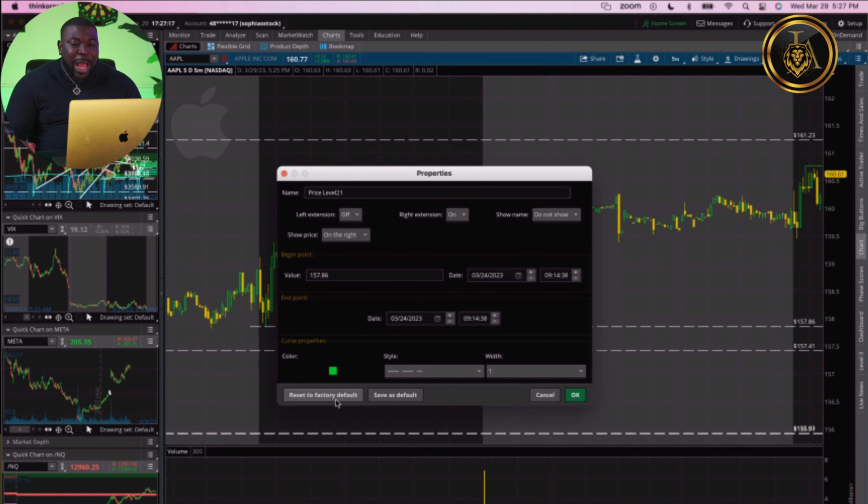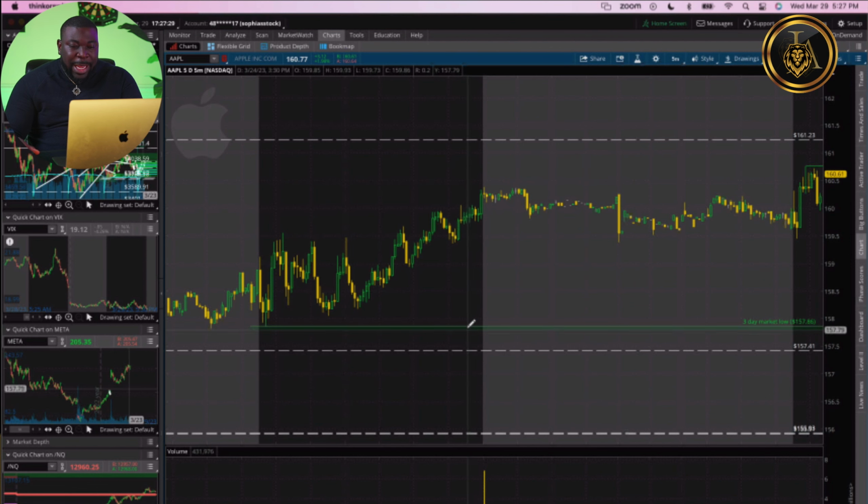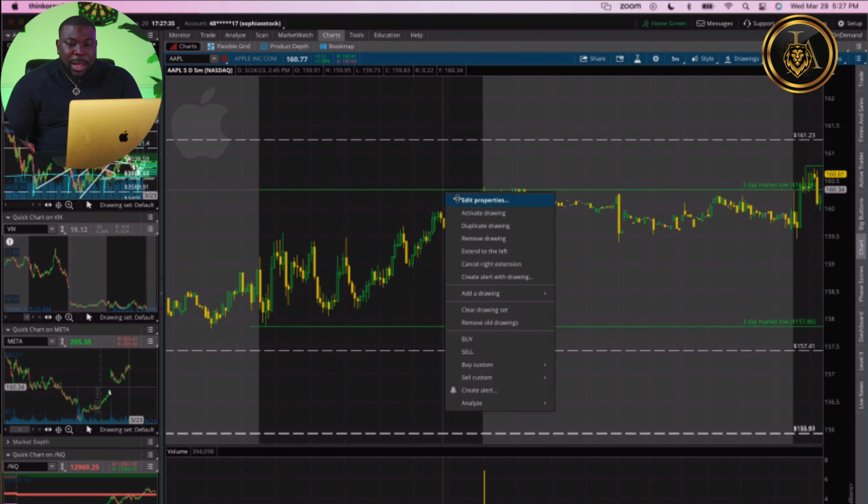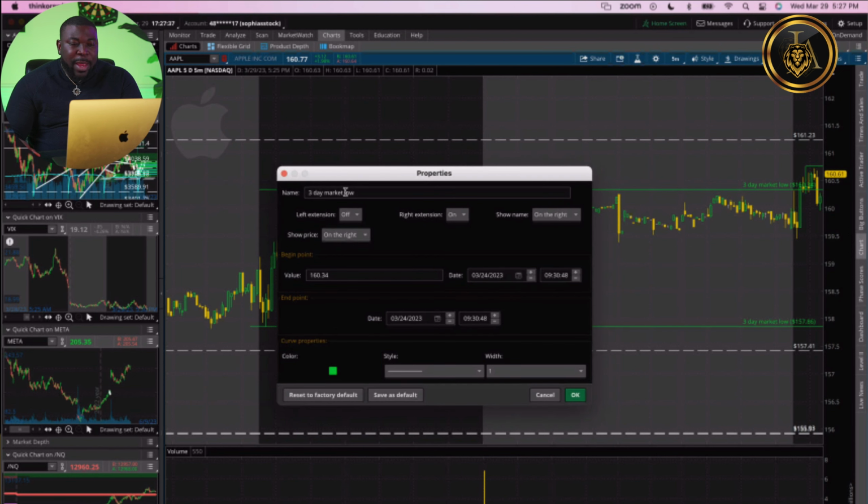And what you can do, guys, is actually name it. It says show name on the right. You can put 3-day market low, and just tag it. I'm just going to duplicate this right here just to get the market high. I'm going to edit it and name it 3-day market high.